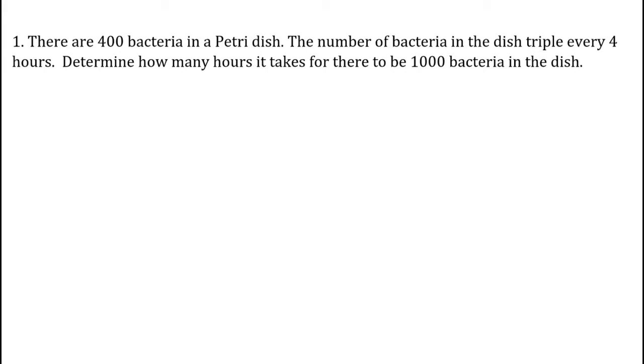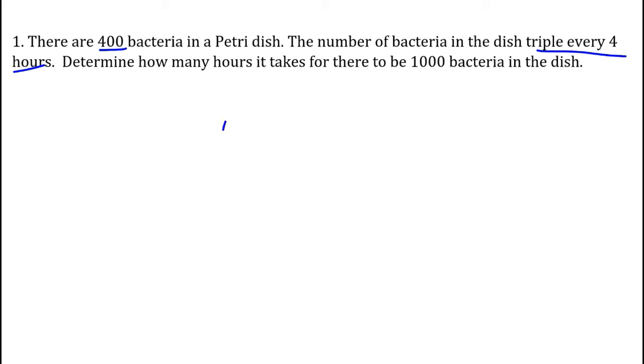Number 1, there are 400 bacteria in a petri dish. The number of bacteria in the dish triples every 4 hours. So we're starting off with 400, and they're tripling every 4 hours. Determine how many hours it takes for there to be 1,000 bacteria in the dish.